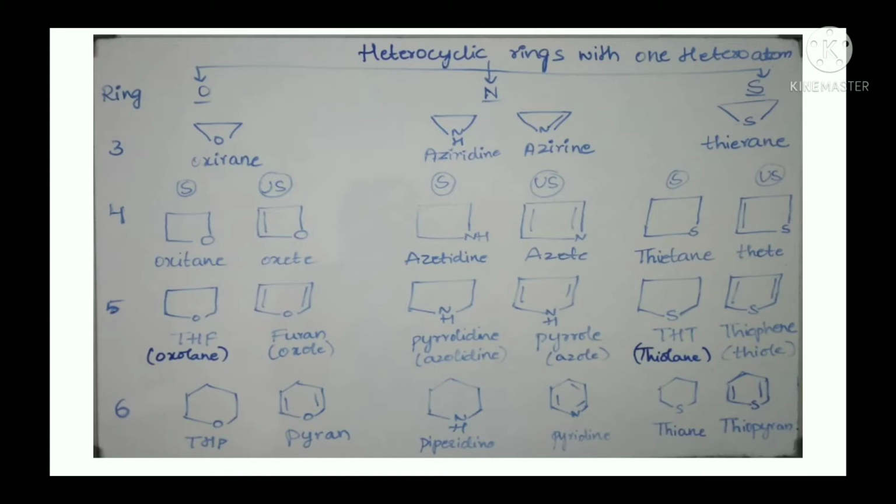It is very important to know about the type of heterocyclic ring present in a compound. So just give a look at this topic and you will get an idea about the heterocyclic rings. Okay. So here are the rings: 3-membered, 4-membered, 5-membered and 6-membered.